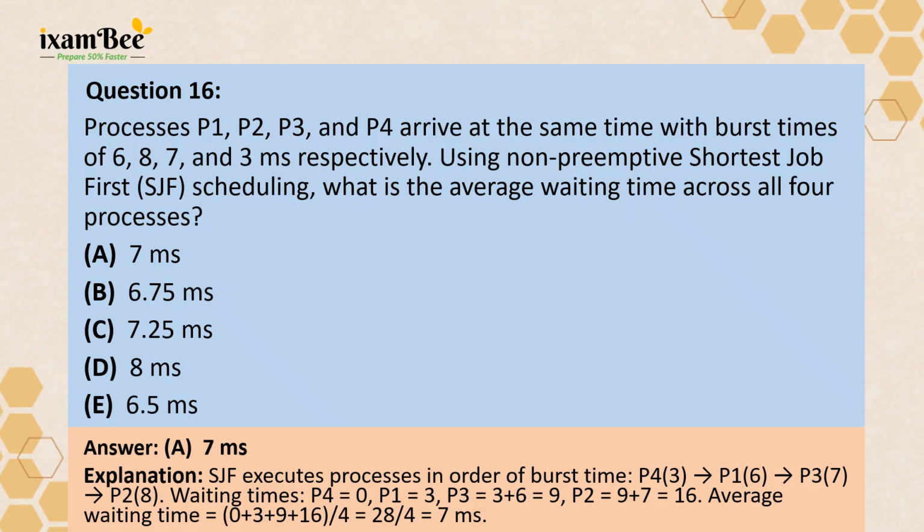P3 waits for both P4 and P1, which is 3 plus 6 or 9 milliseconds. P2 waits for P4, P1 and P3, which is 9 plus 7 or 16 milliseconds. Adding these up, which is 0 plus 3 plus 9 plus 16 equals 28. And dividing by 4 processes gives an average waiting time of 7 milliseconds.